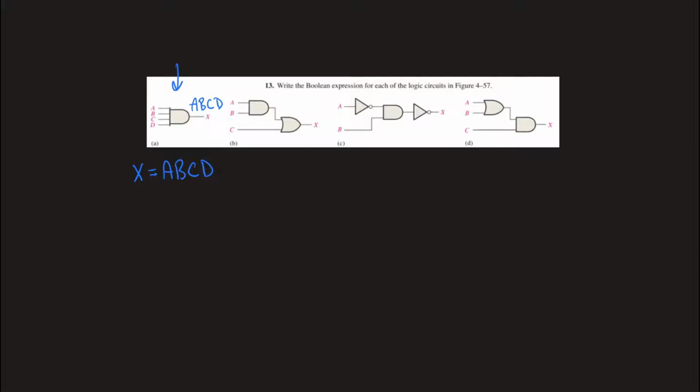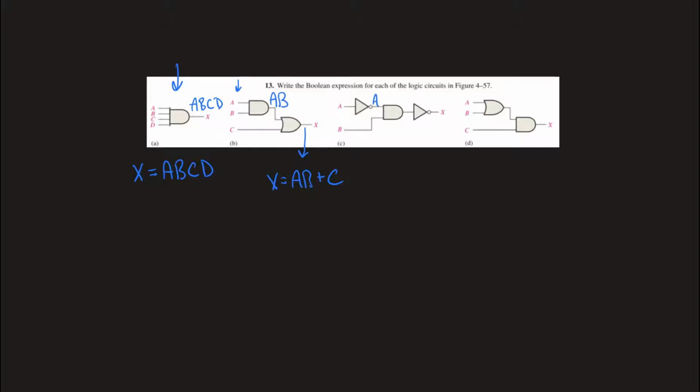This one, again, we start over here and work our way. The first output would be A ANDed with B. And we can see this is an OR gate. And so our final would be A ANDed with B, or C.